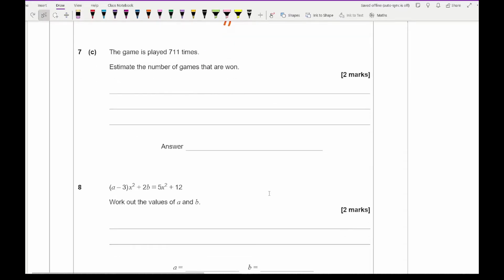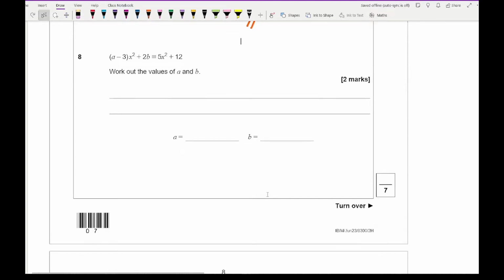Then moving on to 7c, it says the game is played 711 times. Estimate the number of games that are won. Well, to do this is relative frequency. So we multiply the probability of them winning by the number of trials. And if I type that into my calculator, I get an answer of 316.